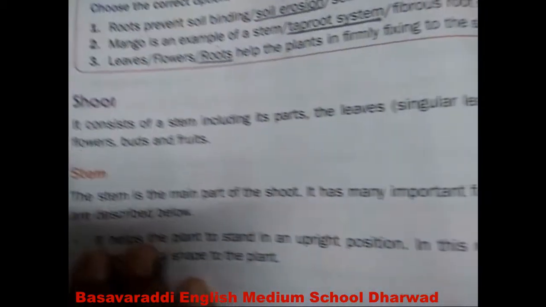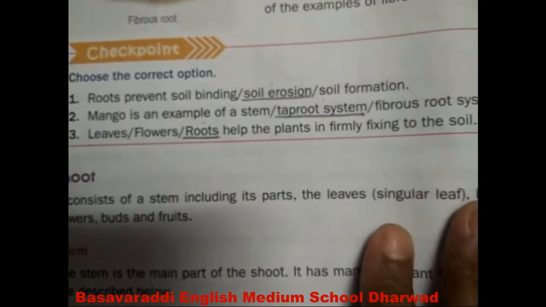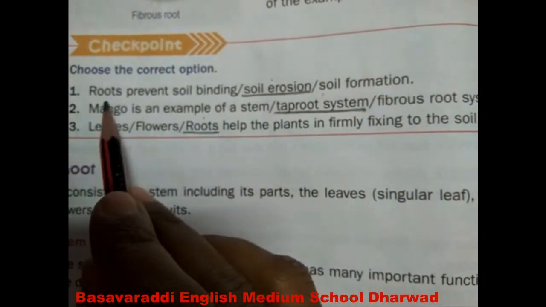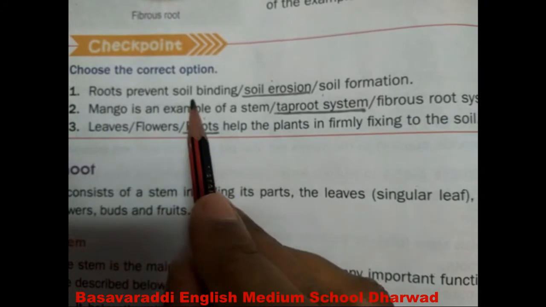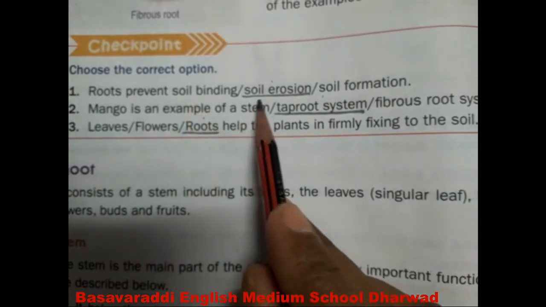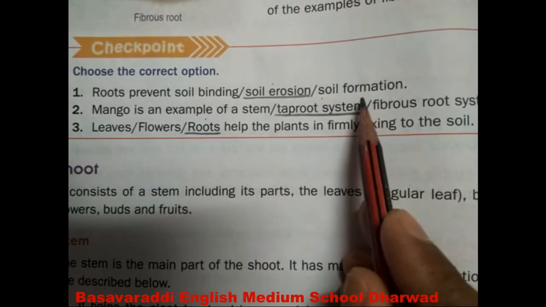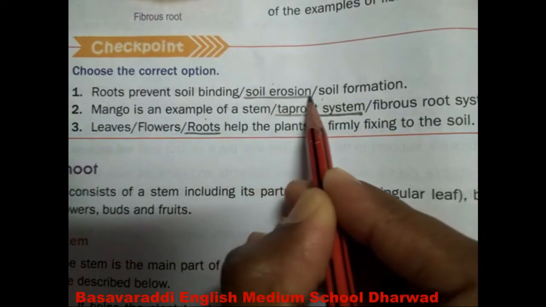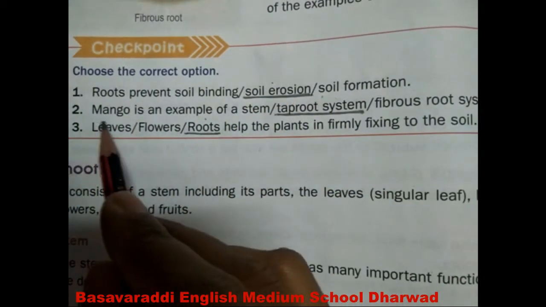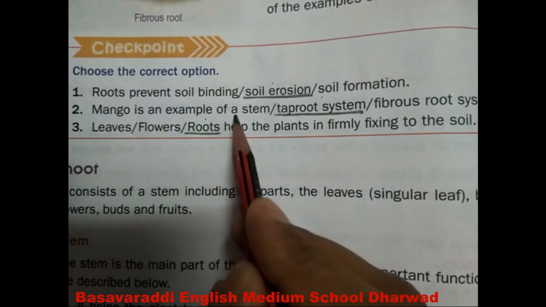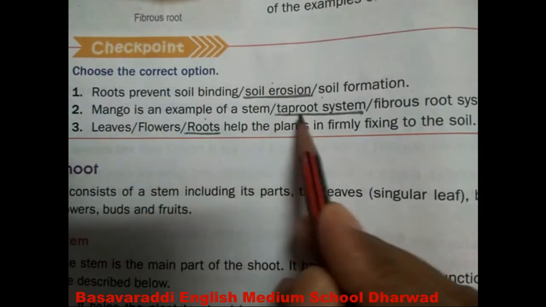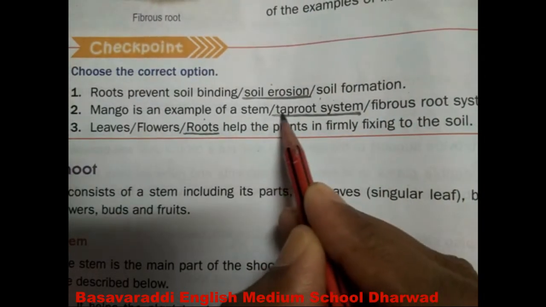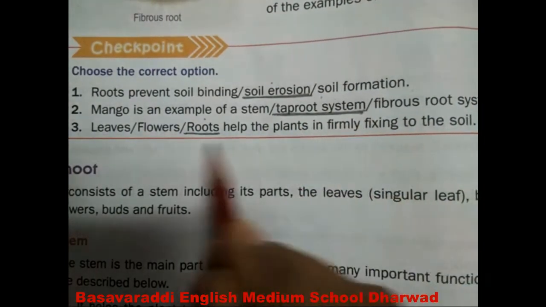Next, the checkpoint. Choose the correct options. The first one: roots prevent soil binding, soil erosion, soil formation. Which one is the correct there? The answer, soil erosion. Second one, the mango is an example of a stem, taproot system, fibrous root system. The answer is taproot system.